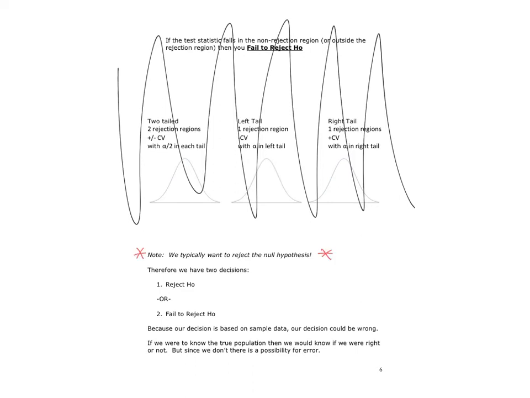Typically, we want to reject the null hypothesis. So the null hypothesis is something that we've known to be true maybe in the past, but then our alternative is the claim that we believe. Okay, so how do we think that the parameter is actually different than that null value? Therefore, we have two decisions. As we stated before, we can either reject the null hypothesis or fail to reject the null hypothesis.